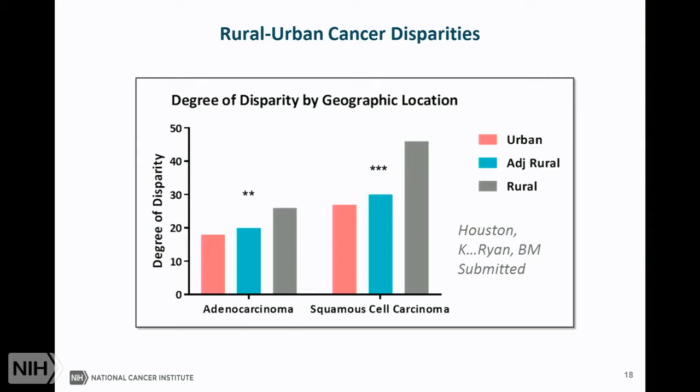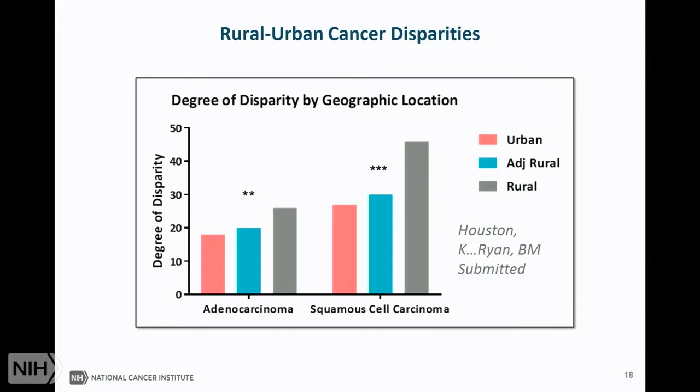One of the things that we learned from the study is that whether it's for adenocarcinoma or squamous cell carcinoma, which are just two specific subtypes of lung cancer, so this is a lung cancer study, no matter what county we studied in the United States, the incidence of lung cancer was higher in African Americans compared to European Americans. That was the first observation. But the second thing that we learned is that the more rural your location was, the higher the disparity.